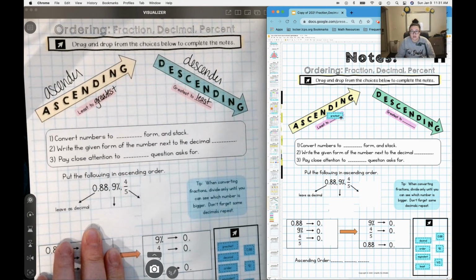Drag that word up there. It's all right if it's not straight. Descending, we're going from greatest to least. Those words, again, very important. We're seeing them for the second time this year already.